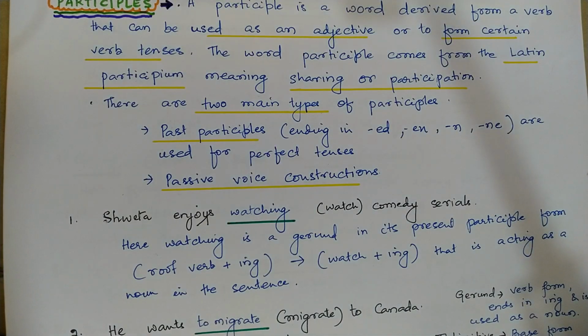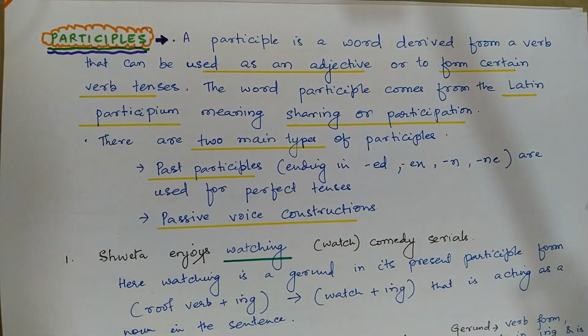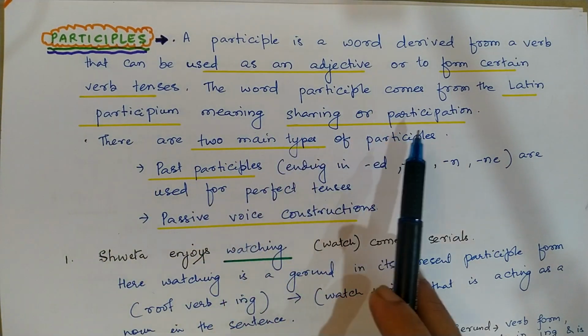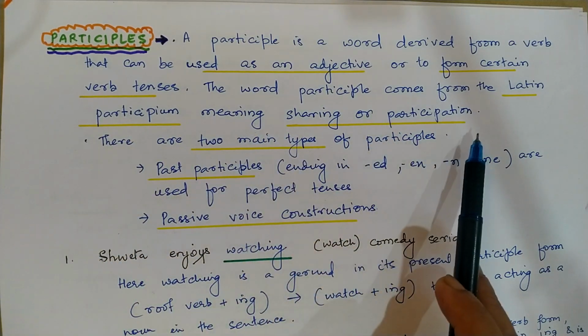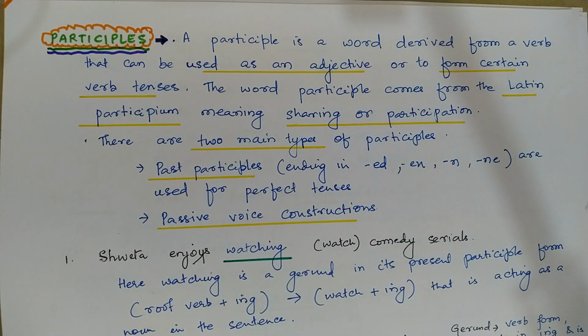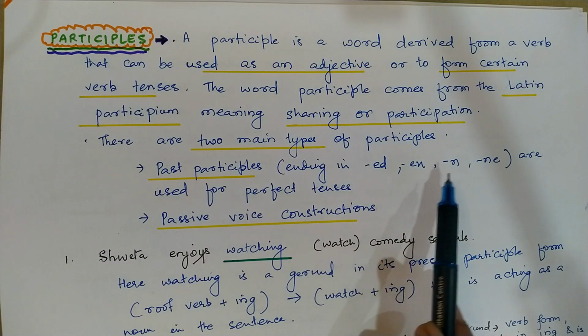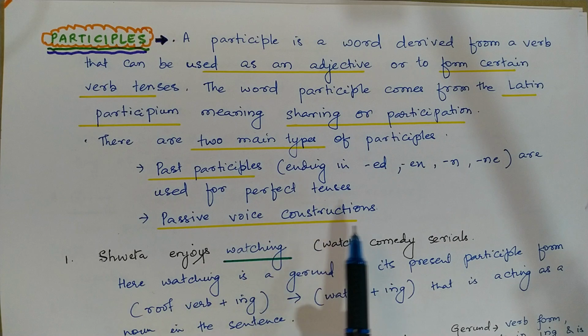Next, what are participles? A participle is a word derived from a verb that can be used as an adjective or to form certain verb tenses. The word participle comes from the Latin word participium, meaning sharing or participation. There are two main types of participles: past participle and passive voice constructions. What are past participles? They are the words which end in ed, en, n, ne. They are used for perfect tenses and passive voice construction.